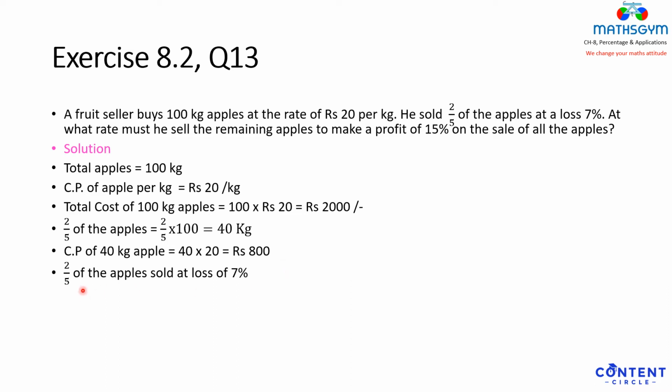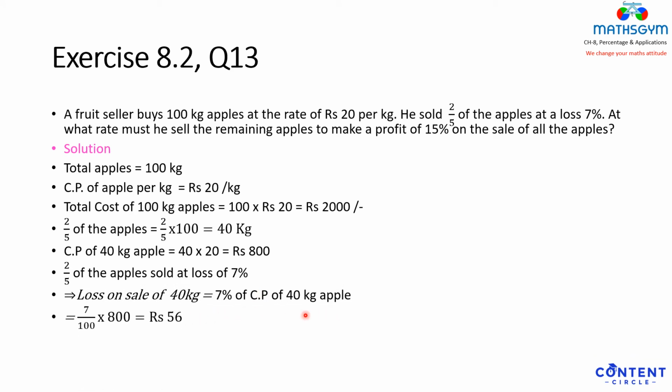Now this is also given that this apple, 40 kg or 2/5 apple, has been sold at 7% loss. Loss is always calculated on CP, right? So the CP of 40 kg apple is 800. So we also know what the loss is. The loss on sale of 40 kg is 7% of 800, which is 7 by 100 into 800, which is 56 rupees. So rupees 56 is the loss. You are also aware that when we use the loss in the equation, we will use it with the negative sign. Otherwise, when we express it in words, we will say loss is equal to rupees 56.